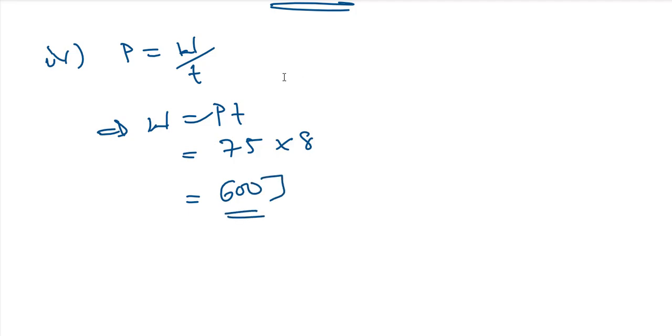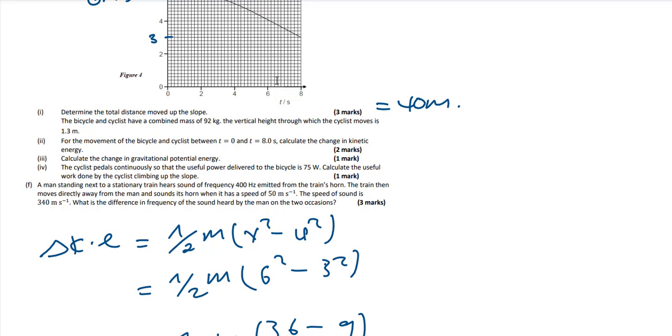Okay, now the next. A man standing next to a stationary train hears a frequency of 400 Hz emitted from the train's horn. The train then moves directly away from the man and sounds its horn when the speed is 50 meters per second. The speed of sound in air is 340 meters per second. What is the difference in the frequency of the sound heard by the man on the two occasions?